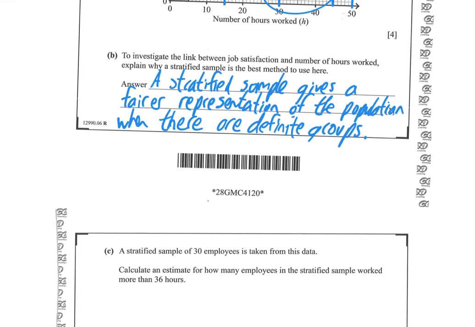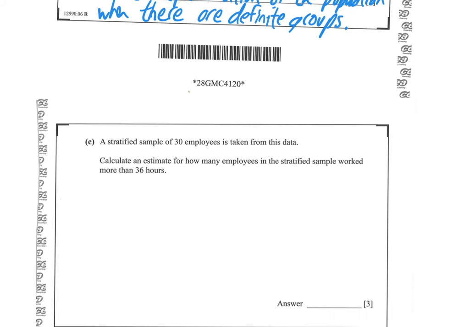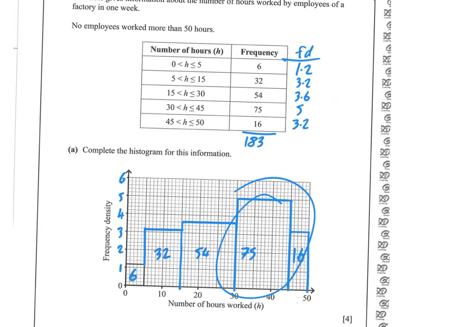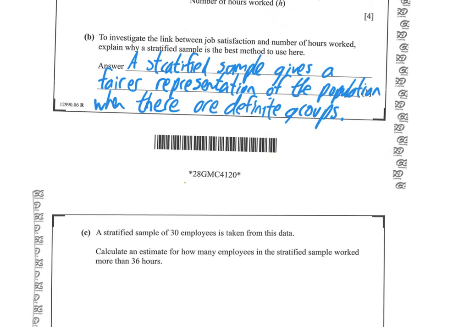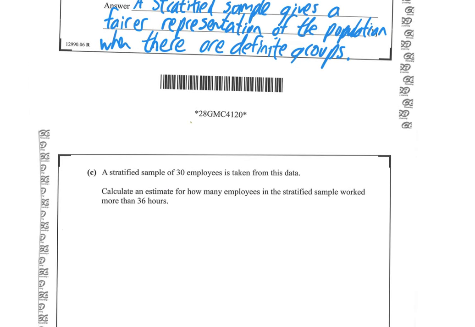Okay, the next part of the question says, a stratified sample of 30 employees is taken from this data. So that's 30 out of, and this is why I got you to do this earlier on, 183 employees are sampled. Calculate an estimate for how many employees in the stratified sample work more than 36 hours.